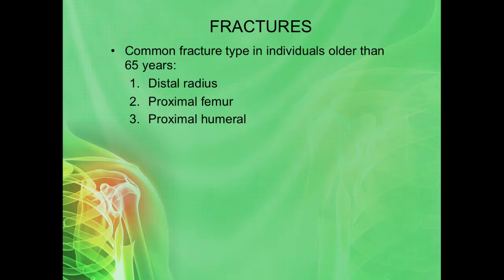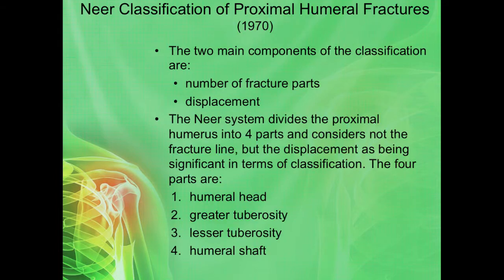So switching gears for a little bit to look at fractures. The most common fracture type in individuals older than 65 years, first is the distal radius. This occurs when they fall on an outstretched hand. Second, proximal femur fractures. And third are proximal humeral fractures.